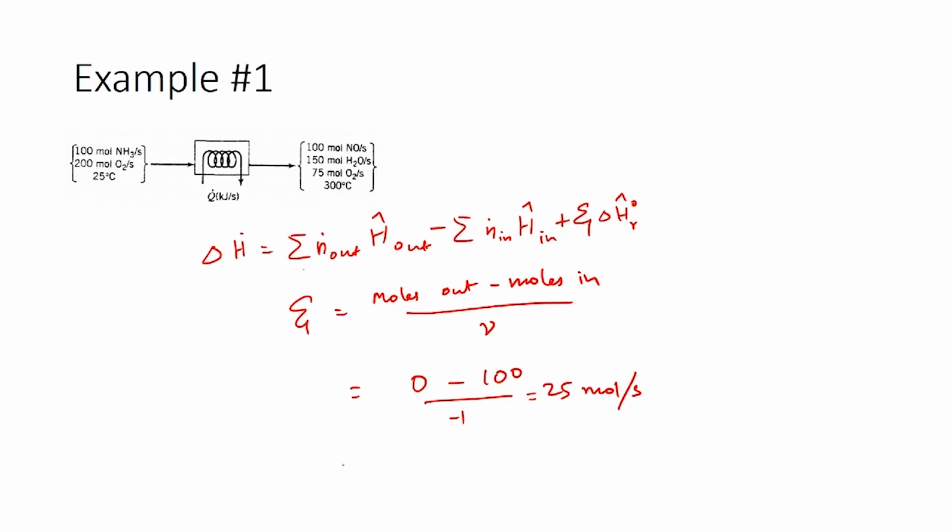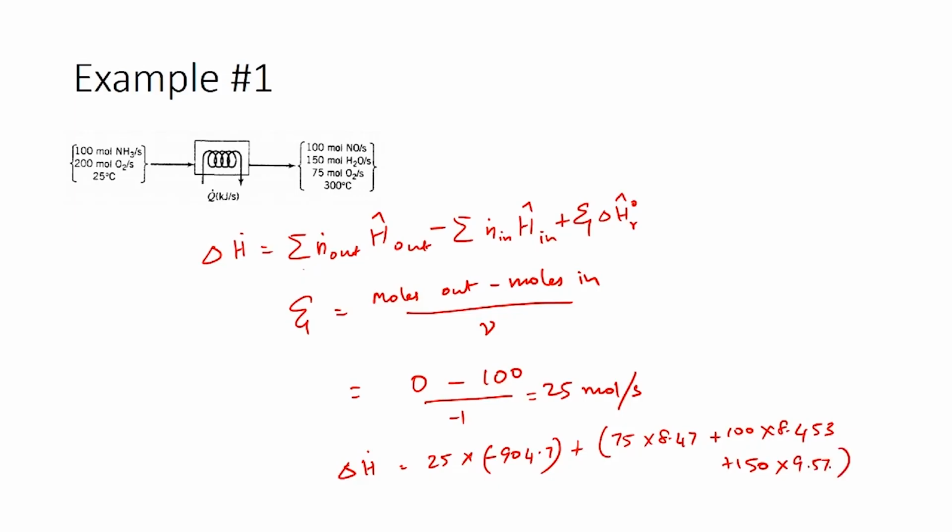So, you can substitute these values here and calculate delta H dot as 25 times minus 904.7, which is xi times delta HR degree, plus 75 times 8.47 plus 100 times 8.453 plus 150 times 9.57, and the other two terms go to 0. So, you would end up with delta H dot equal to minus 19,700 kilojoules per second.